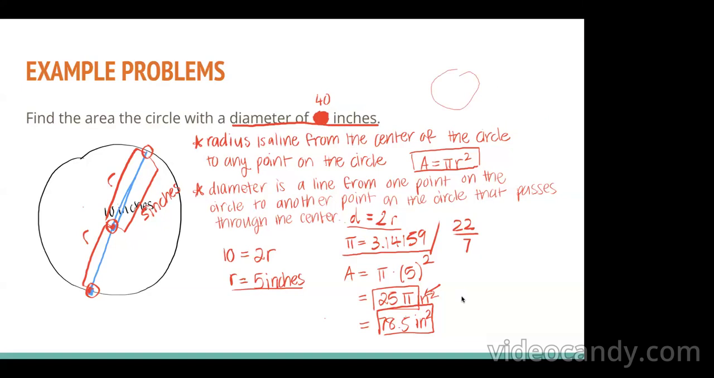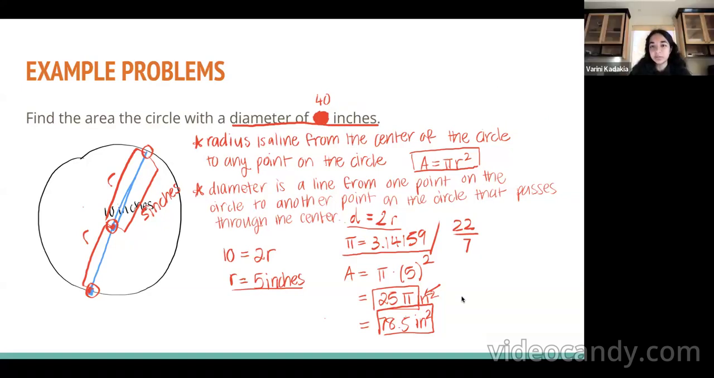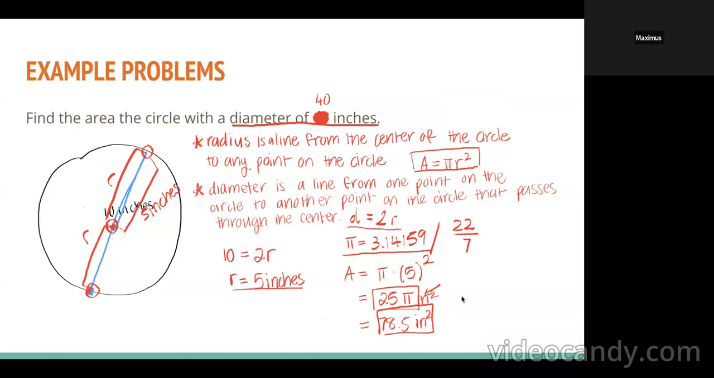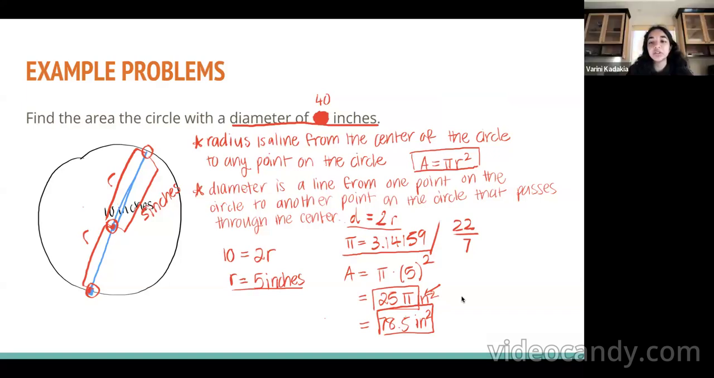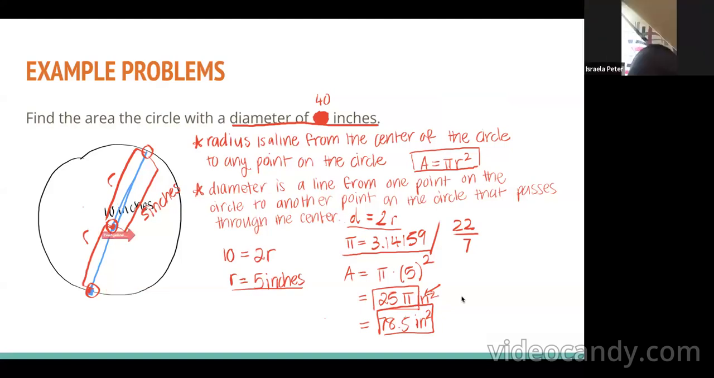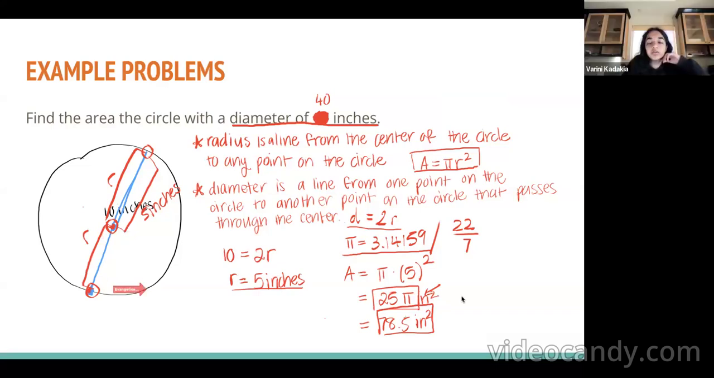Should it be a private message? Oh yeah, please private message me. Okay. You can leave pi in your answer, but just make sure you have the units. Are we solving for the radius or the diameter? Oh, you're solving for the area. So in order to find the area, you need to find the radius. But then you just plug it into the formula over here to get the answer.